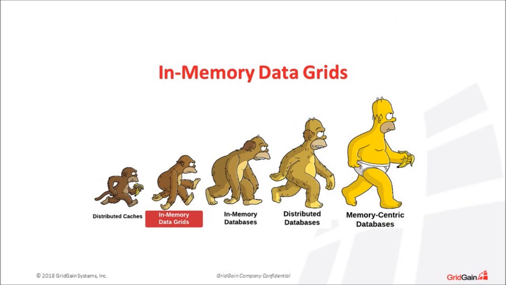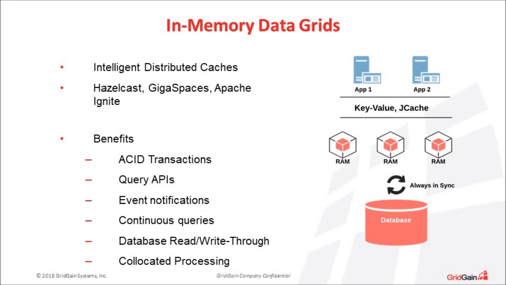That brings me also to another step in in-memory computing evolution, which is in-memory data grids. In-memory data grids actually came in to solve the shortcomings of use cases that were not supported by distributed caches. You can think about it as intelligent distributed caches, or distributed caches with brains. Some of the vendors in the space would be Hazelcast, Gigaspaces, GridGain, and Apache Ignite. And there are probably others I'm not mentioning. It's not meant to be an exhaustive list.